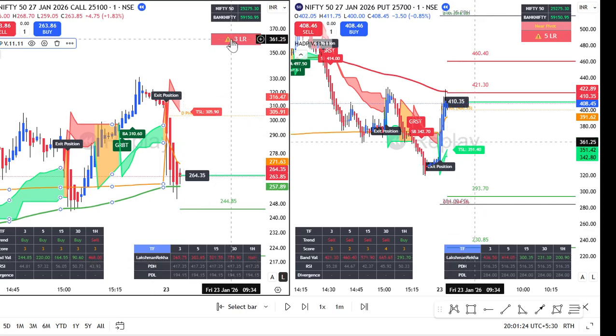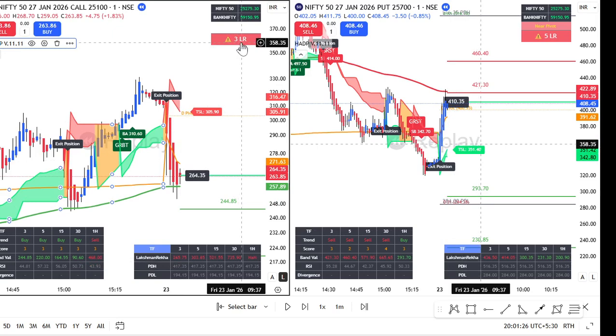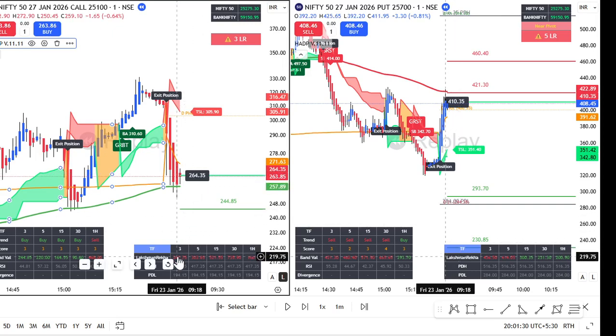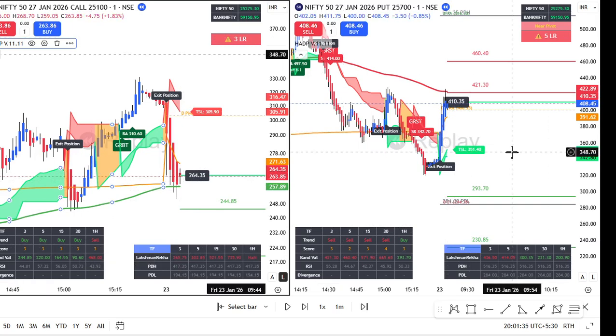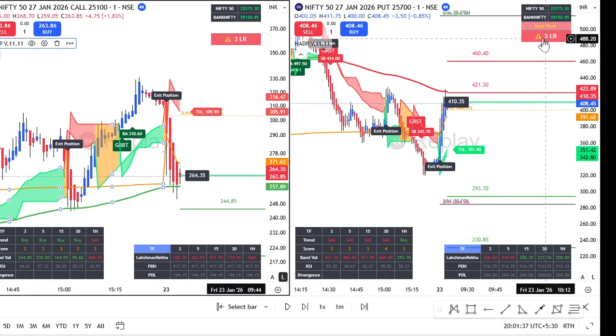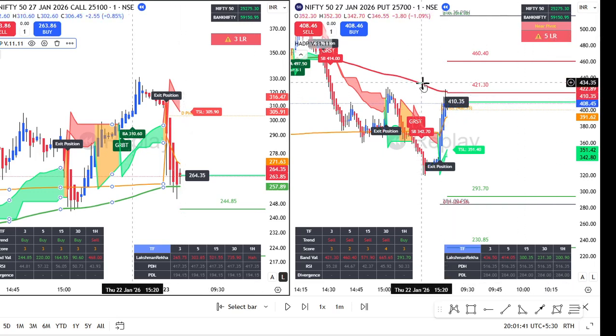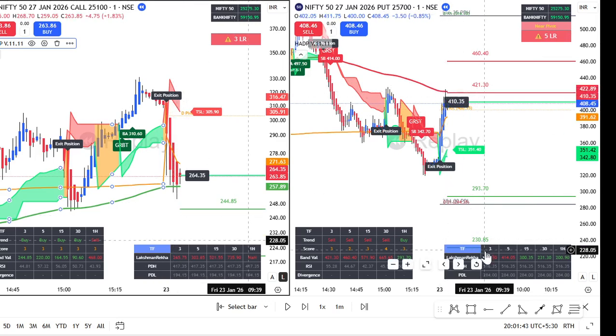So when you get near to it, it is showing you 3LR. 3 minutes Lakshman Rekha, we are nearing. That is what it shows. Right? I hope it is clear. Similarly, on the put side, it is showing 5LR. We are at 410. 1 minute candle is hitting the 1 minute Lakshman Rekha. 5 minutes Lakshman Rekha is at 436.